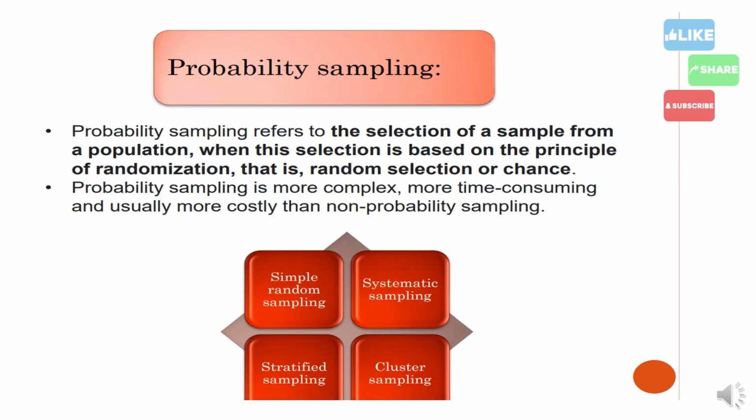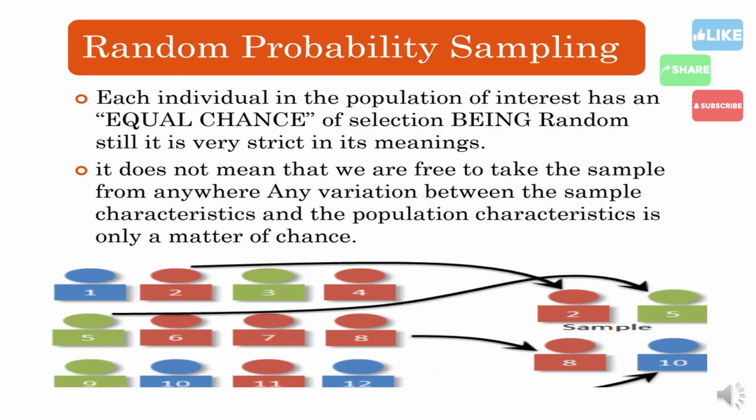So what is probability sampling? Probability sampling refers to the selection of the sample from a population when this selection is based on the principle of randomization, that is, a random selection of items. Probability sampling is more complex, more time consuming, and usually more costly than non-probability sampling. We have four types: simple random sampling, systematic sampling, stratified sampling, and cluster sampling.